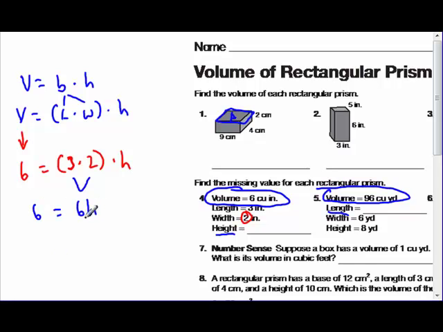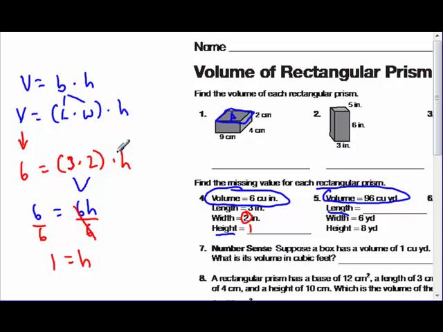So we've seen this kind of thing before. It's basically an algebraic equation, and we can solve by doing the inverse operation. The inverse of times 6 is divide by 6, and whatever you do to one side you have to do to the other. So that cancels out. We're left with h equals 6 divided by 6 equals 1. So the height here equals 1.